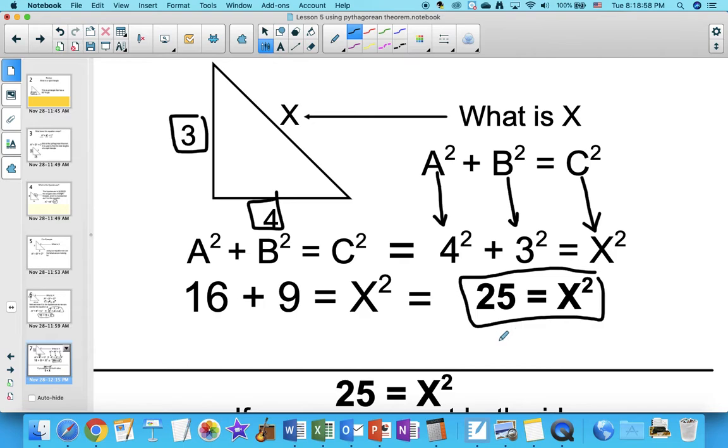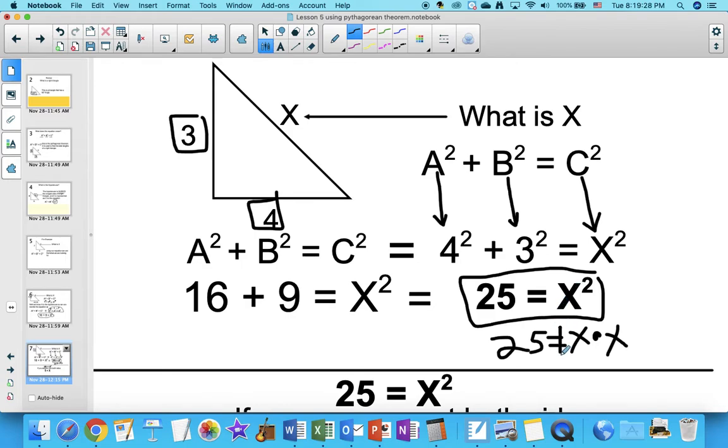So really what you have is 25, right? 25 equals x times x. And so that's a problem, right? I want to find out how much 1x is. How do I find out how much 1x is? Well, if you recall from the previous lesson, this is squaring a number. Well, we do the opposite of squaring a number, right? So the opposite of squaring a number is square rooting a number.